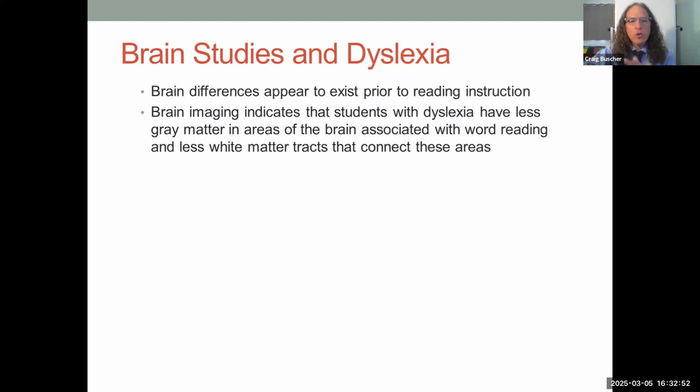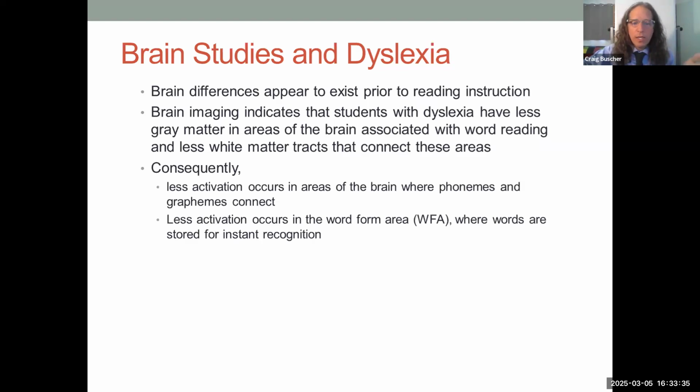So when you look at the brain imaging scans of students with dyslexia, you literally see less gray matter in areas of the brain that have to do with word reading. So the gray matter is what processes the information. White matter in your brain is where the pathways are, that creates the pathways from one part of the brain to another. So they also have less white matter tracts. So both of those really matter. You have fewer neurons in these parts of your brain where you need to be activating and communicating, and you also have fewer neurons that are connecting that information.